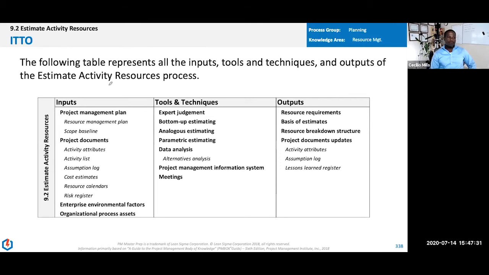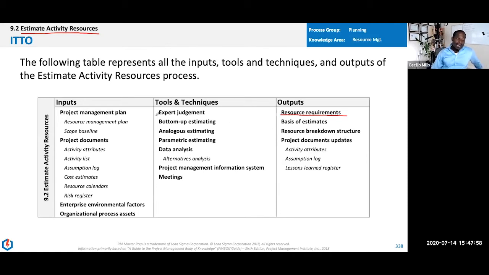So estimate activity resources is the name of the process, output resource estimates. You'll notice that the name of the output is usually very similar to the name of the process. If you haven't seen that so far throughout the course, start to pick up on that. It'll help you to not necessarily memorize, but when you hear something, you can tie it back. Resource requirements, estimate activity resources.